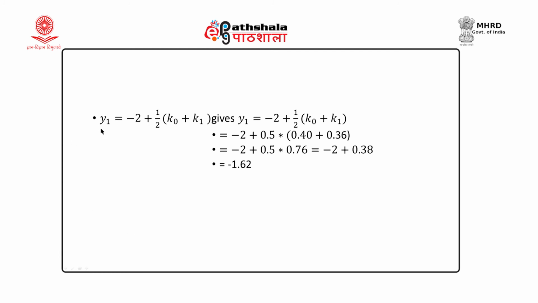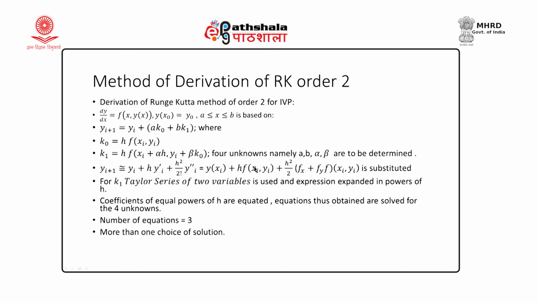So, substitute here. y1 is minus 2 plus half into k0 plus k1, which is minus 2 plus 0.5 into 0.40 plus 0.36. So, minus 2 plus 0.5 into 0.76. So, minus 2 plus 0.38. So, the answer is minus 1.62. If you remember, it was the same as we got using the Taylor series of order 2.